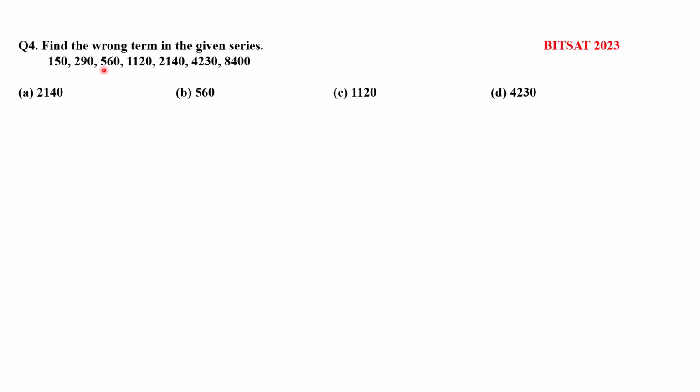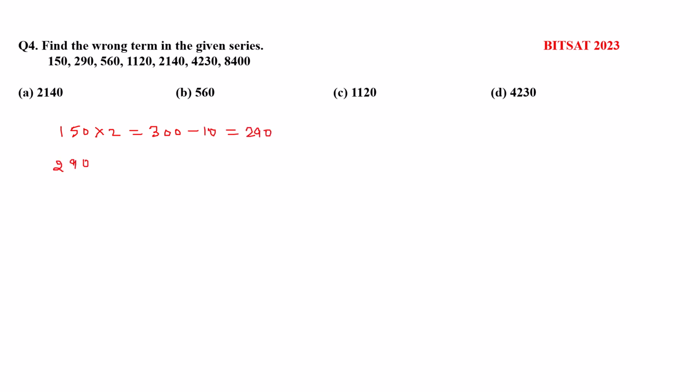Now question number 4, find the wrong term in the given series. And if you see the series given here, and if you find the difference between the numbers which are just next to each other, you will not be able to see any pattern in that. So now let's think about another pattern. We know that double of 150 is 300 and here it is given 290. It means after doubling it you have to subtract 10. So let's try that. 150 into 2 gives me 300. 300 minus 10 is 290.